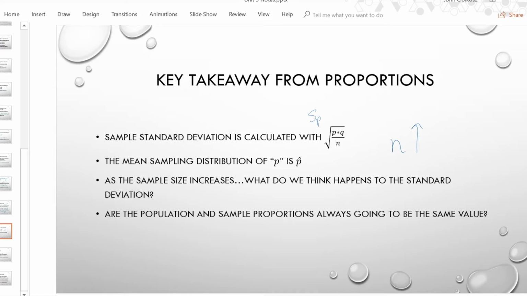And the last one, are the population and sample proportions always going to be the same value? Hopefully by this point, having done all of our work with randomization and simulation, we see that they're not always going to be the same. They're going to be close, but they're never going to be exactly the same.